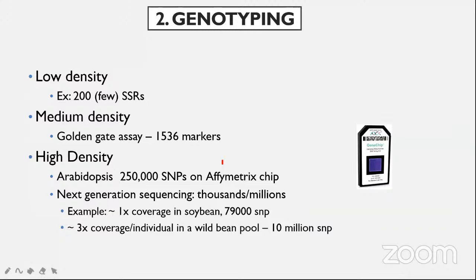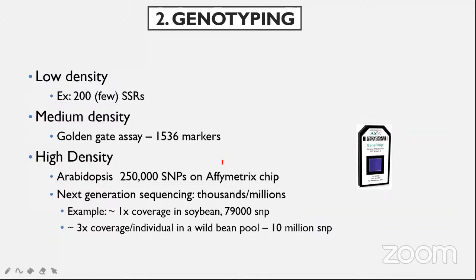For example, this is a bit old. Arabidopsis right now has 500,000 SNPs on an Affymetrix chip. Soybean has 500,000. Wheat has 90,000. Barley has, I think, 70,000. So with Affymetrix chips, which is on the right side as an example, you can get all the 70,000 or 90,000 data points for roughly 96 samples in a couple of hours. But it's a bit costly compared to other low or medium density options.